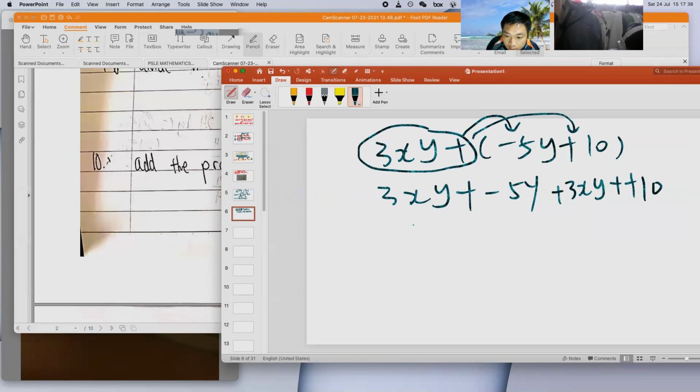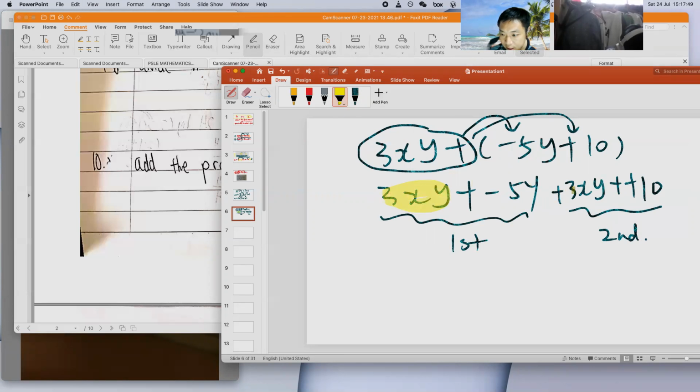So can you see? Let me use your wrong example. This is your first arrow. This is your second arrow result. So what you have done here is you have double counted 3xy. Did you realize you have double counted the 3xy? Yeah? Okay. So when should you double count the 3xy and when should you not double count the 3xy?